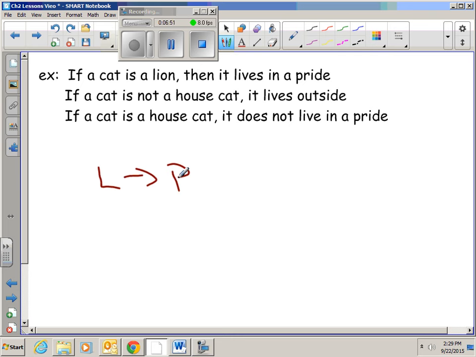If it's not a house cat, then it lives outside. So not a house cat, then it lives outside. And if it's a house cat, then it does not live in a pride. Okay, so we have 3 statements right now. If L, then P. If not H, then O. If H, then not P.